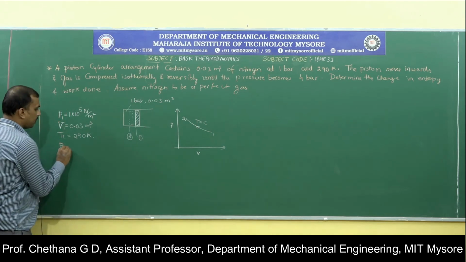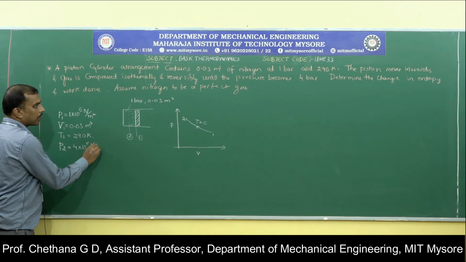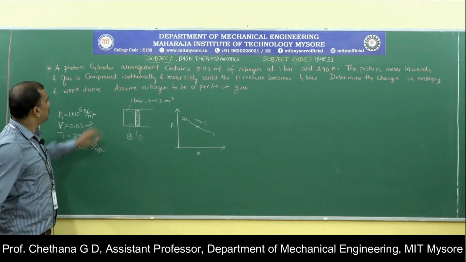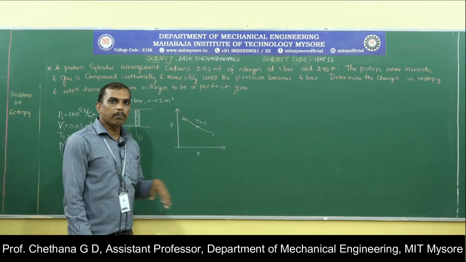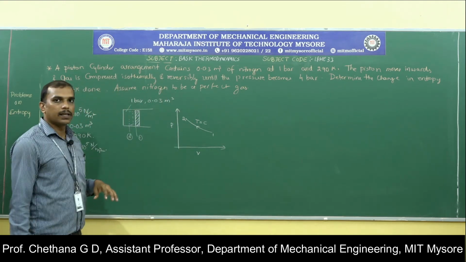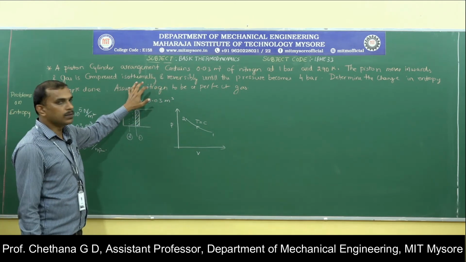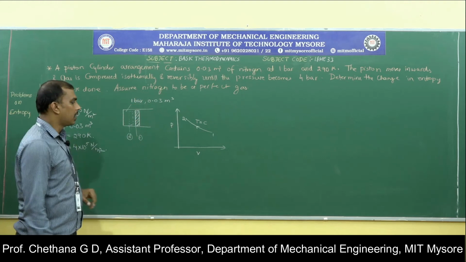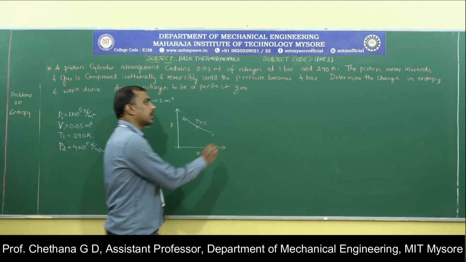So P2 is given, which is 4 into 10 power 5 Newton per meter square. Now determine change in entropy and work done. Assume nitrogen to be a perfect gas. So what he is saying is that, since it is a perfect gas, you can use the equation PV is equal to mRT. Now determine the change in entropy and work transfer, right?